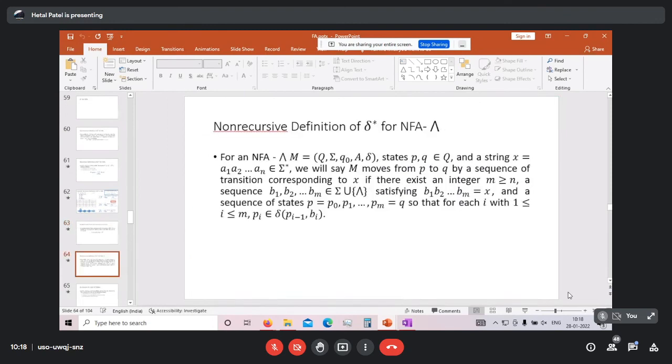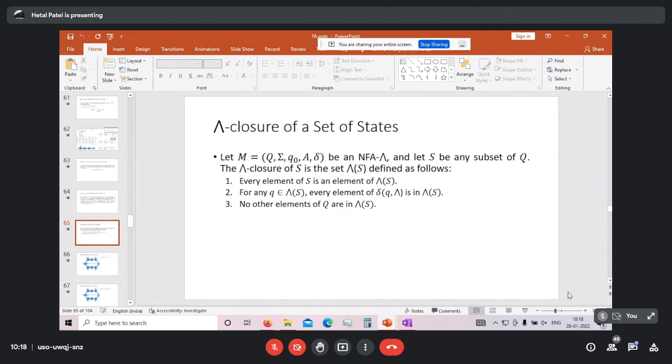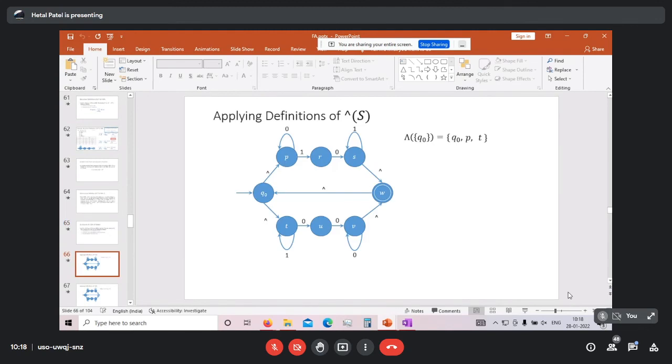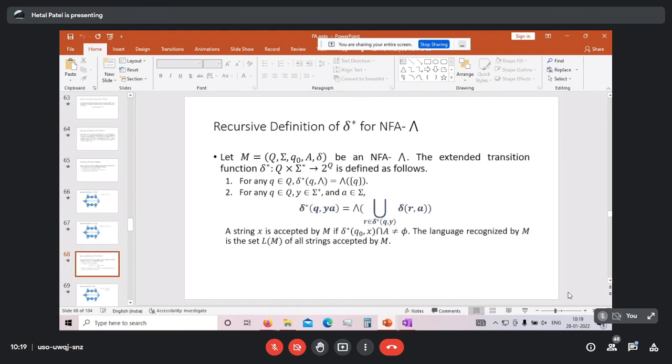Okay, this null transition is also covered. With a null, how can you design the non-deterministic finite automata? I'm just revising what you have already learned. I'm not describing and teaching you again. We will directly go into our main topic.